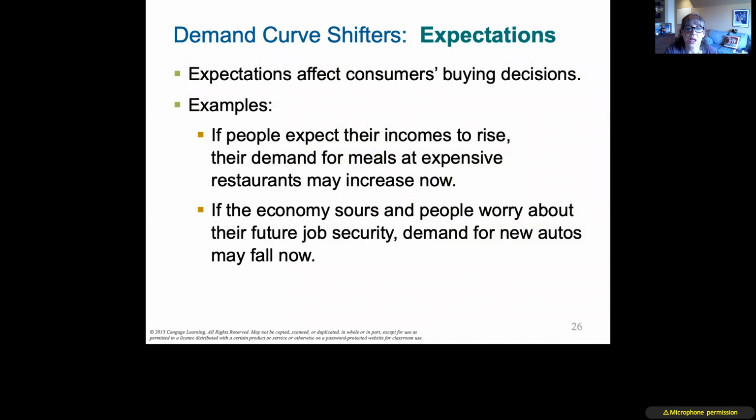Expectations. If people expect their income to rise, the economy is churning along, things are great, people expect that they're going to make more money next year than they made this year, their demand for things that are expensive may increase right now because they expect that their future will be great. If the economy sours and people are worried about their future job security, the demand for things like new automobiles or housing might decrease because people are worried about the future.